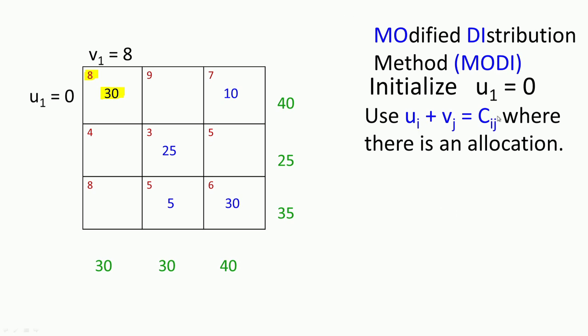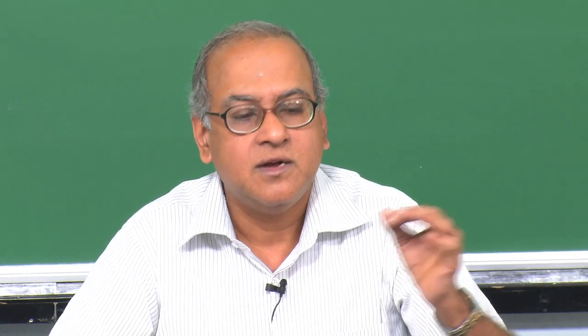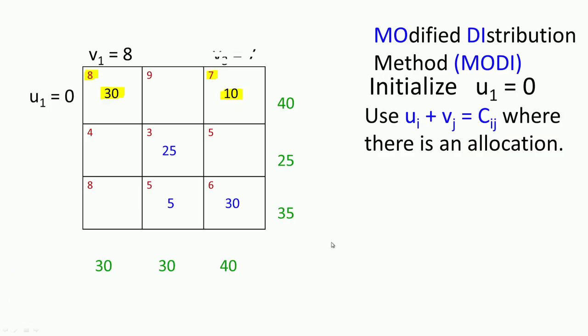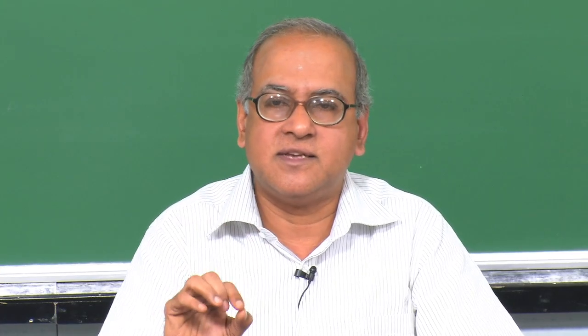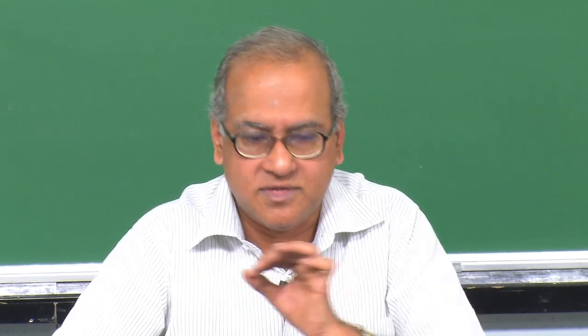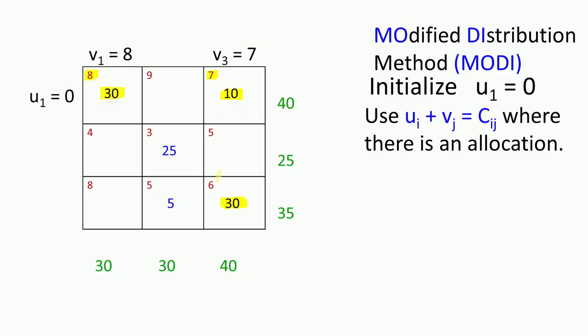Now Ui plus Vj equal to Cij. Here there is another allocation, and U1 is known. So U1 plus V3 is equal to 7, where 7 is your Cij. U1 is 0, therefore V3 is 7. Now that we have found V3, come back and realize there is an allocation here. For this allocation, Ui plus Vj is equal to Cij. So this is the third row, U3 plus V3 is equal to 6, Cij is 6. So U3 plus 7 is equal to 6, therefore U3 will become minus 1.